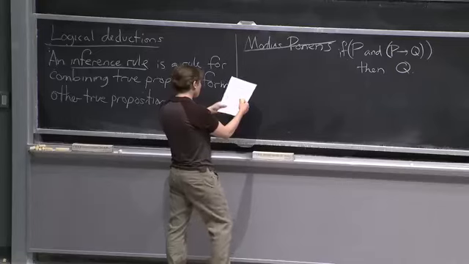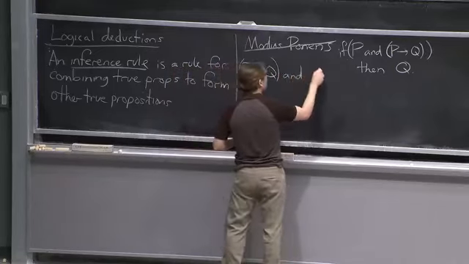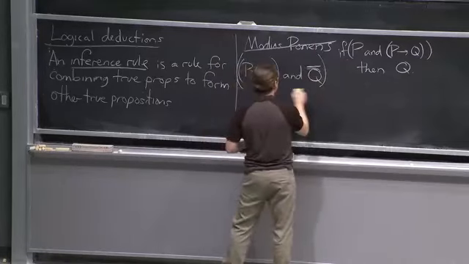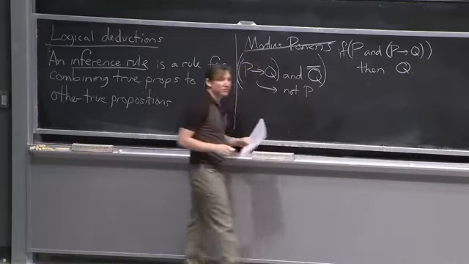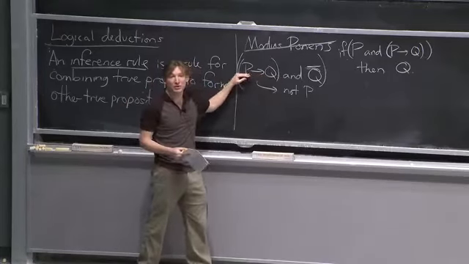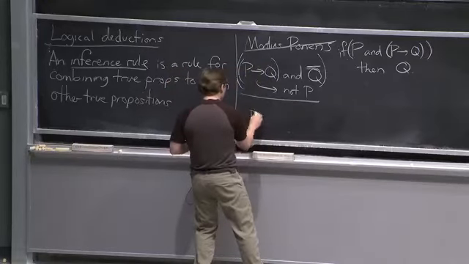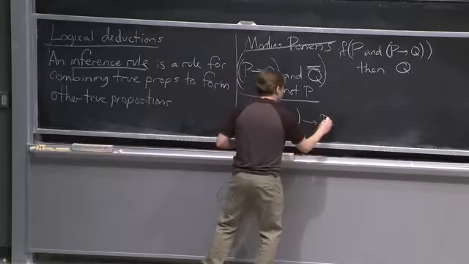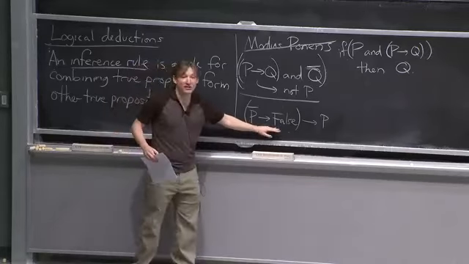There are some other famous ones, like if we know P implies Q and we know not Q, then all of that implies not P. This is sort of the opposite direction. If we know P implies Q, but Q is false, then P better be false as well. Here's another fun one. If we know that not P implies false, then that implies P. Basically saying if P isn't false, then it's true.